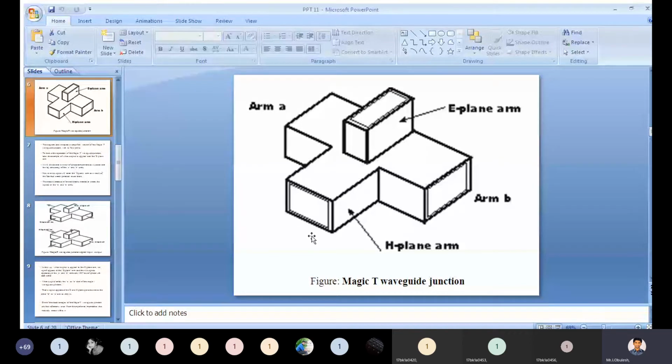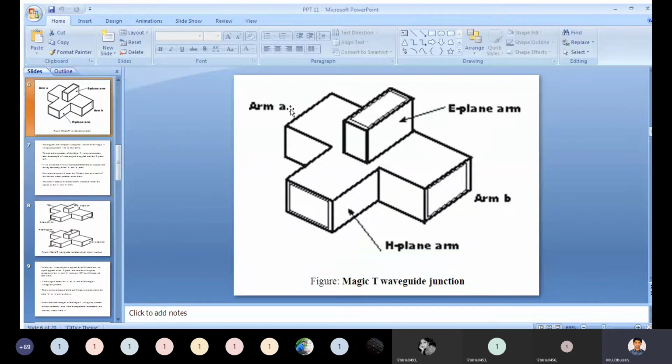This means that if the signal enters one port, the opposite port is not allowing any signal to enter. So if you are entering the input signal in this port, the opposite port is not accepting it. Like that you need to define the two conditions. These two conditions are very important from the magic T waveguide junction.